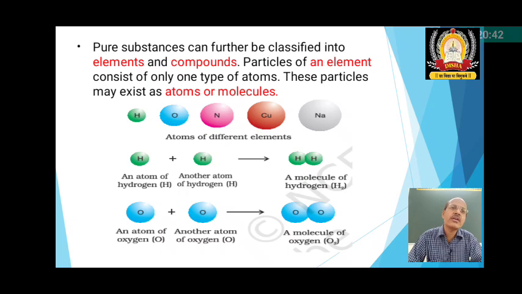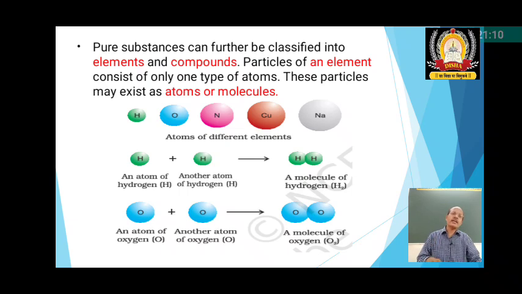Now here you can see the picture. There you will see the atoms: hydrogen, oxygen, nitrogen, copper and sodium. These are atoms of different elements. Particularly hydrogen exists in the form of H2, oxygen exists in the form of O2. That means here one atom of oxygen combined with another atom of oxygen to form an oxygen molecule.